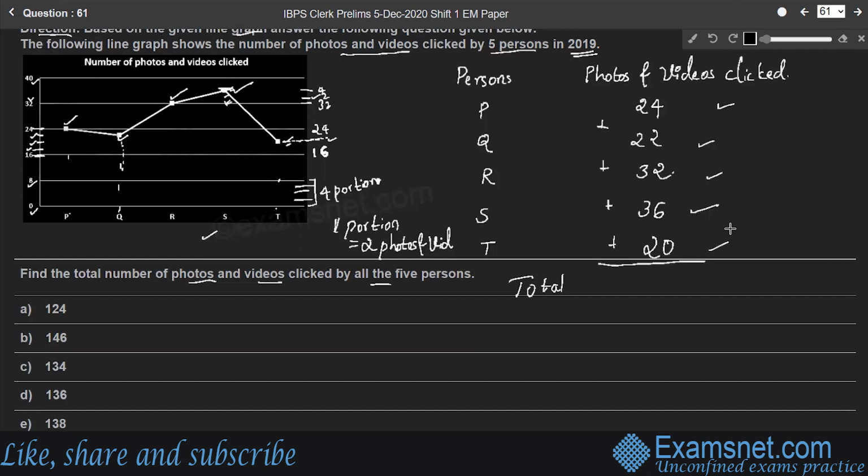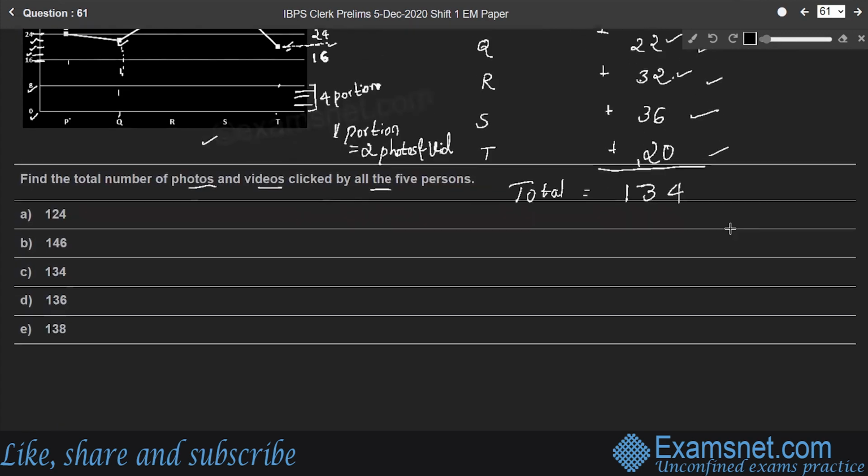Which is 134. You can verify: 4 plus 2, 6 plus 2, 8. 8 plus 6 is 14. So 2 plus 1, 3 plus 3, 6 plus 3, 9 plus 4, 13. So there are totally 134 photos and videos taken by all 5 persons, right? Therefore, the answer is 134, option C.